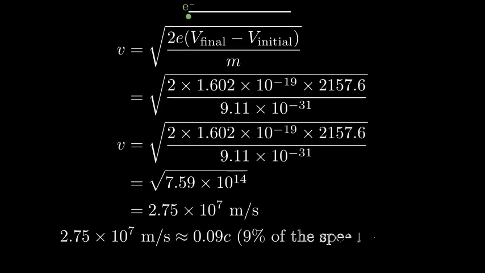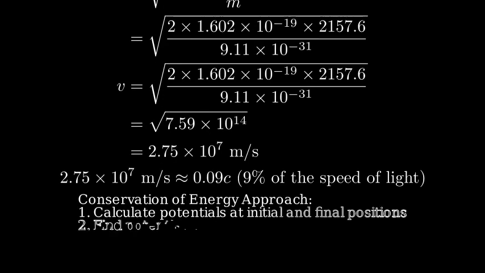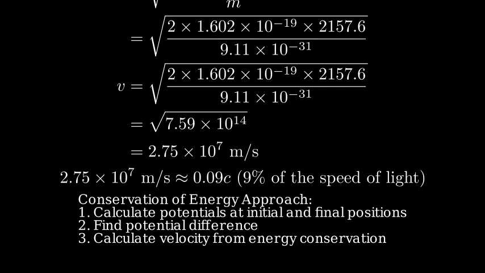This is a very high speed, about 9% of the speed of light. At this speed, relativistic effects would start to become noticeable in a more precise calculation. However, for this problem, we're using classical physics, which gives us a velocity of 2.75 times 10 to the 7 meters per second. To summarize what we've learned, we solved this problem using the principle of conservation of energy.